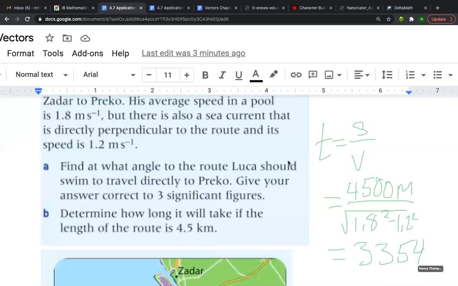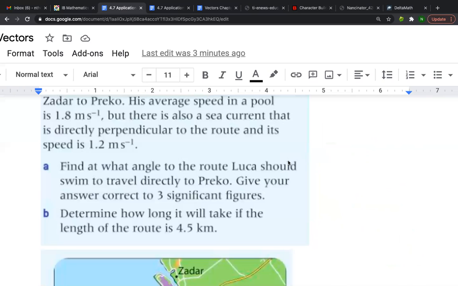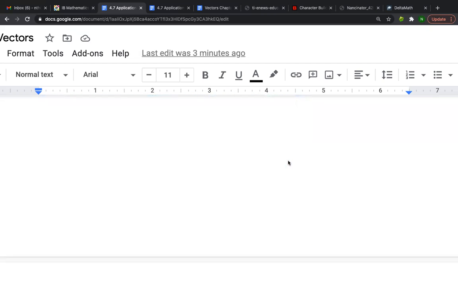3,354 seconds, which I believe IB would accept. But for me, I would put that into a more reasonable answer and do a conversion. So I would convert to minutes and seconds. So that is 55 minutes and 54 seconds when you break that down. Okay.